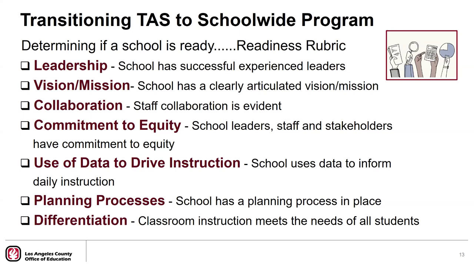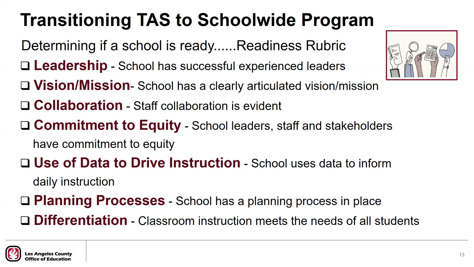The LEA should reflect on these various aspects of the school, such as the leadership. What level of experience does the school leadership have? Then you'll look at the vision and mission of the school and its level of articulation and implementation of that vision and mission. What level of collaboration exists already among the staff at that school? What is the school's level of commitment to equity? How does the school use data to drive instruction?